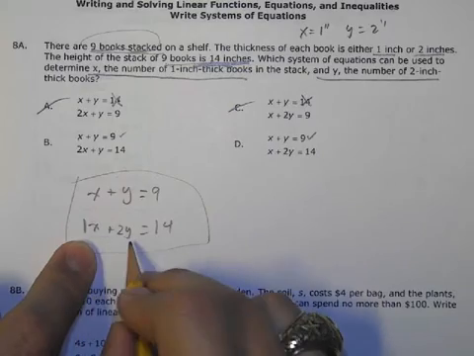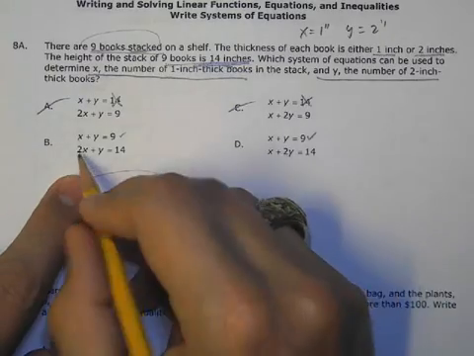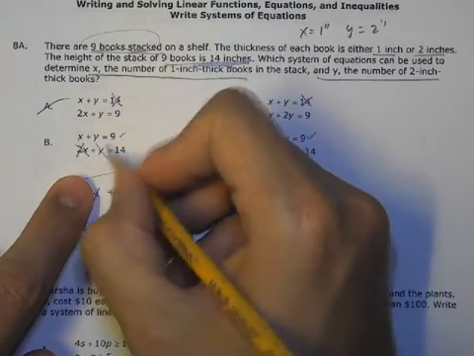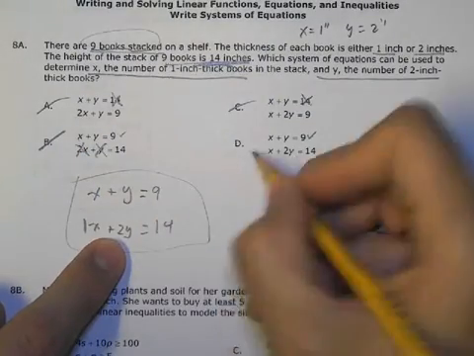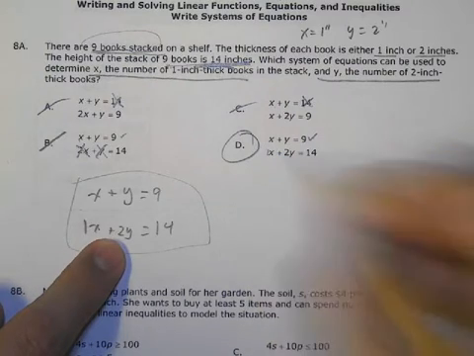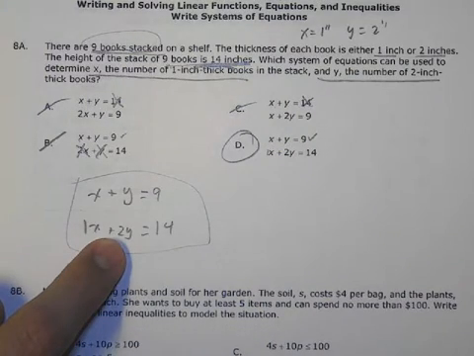Now for the second one. 1x plus 2y. Well, this says 2x plus 1y. That doesn't work. Not B. X plus 2y has to be D. This one works. And remember, there's no number in front of it. We assume it's a 1.